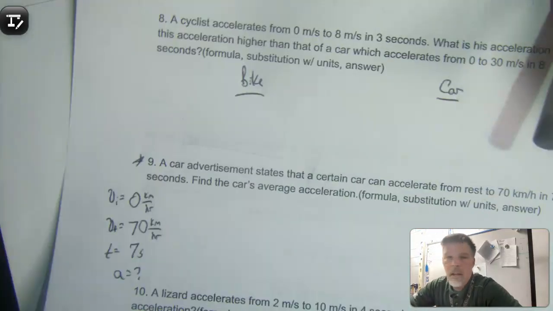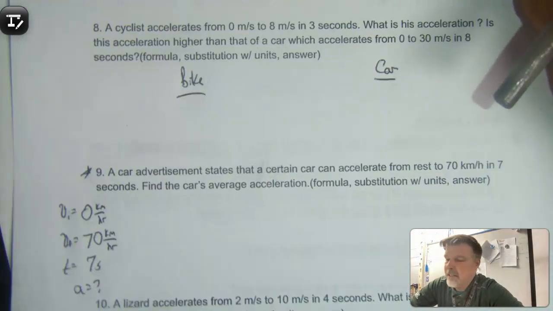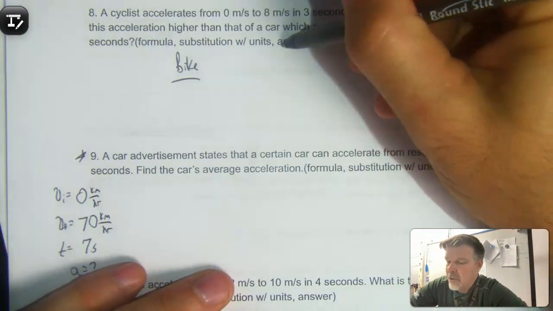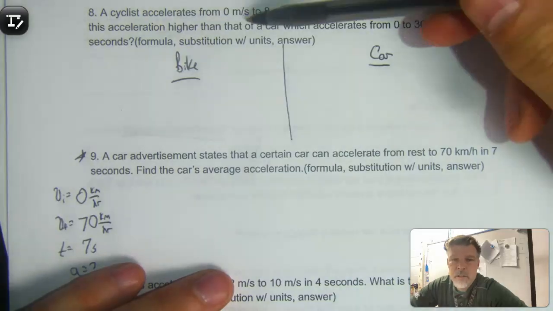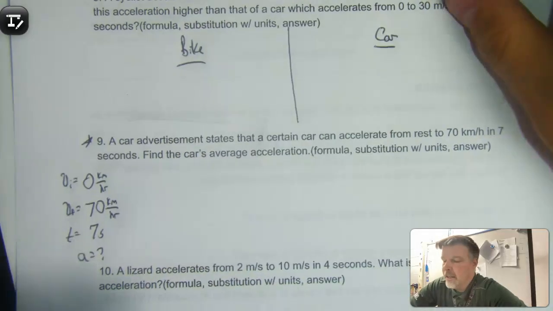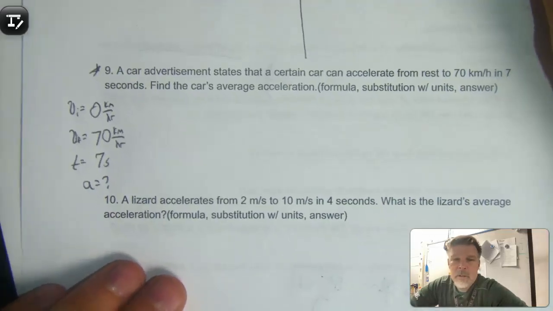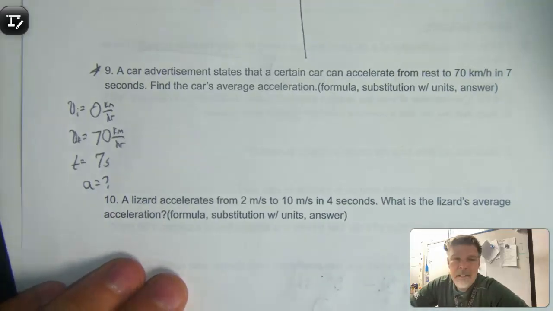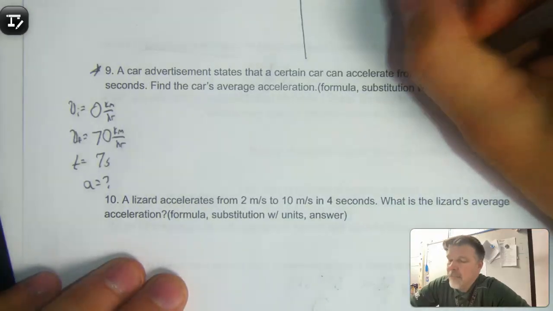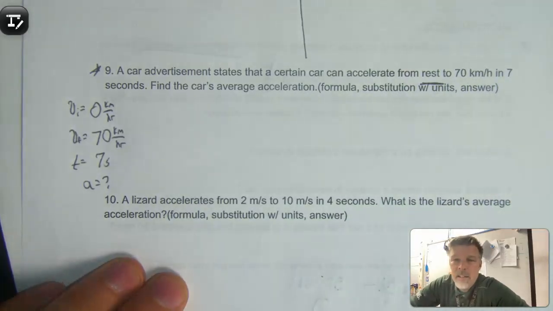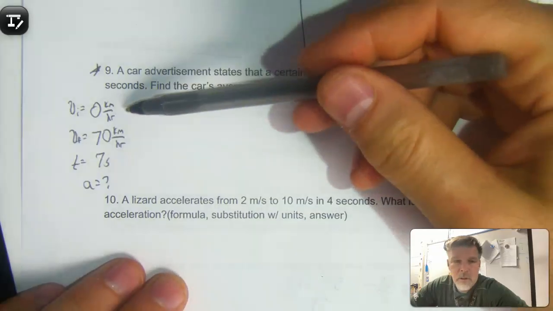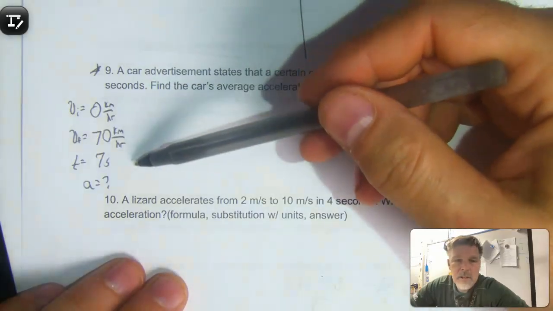Moving on. Number 8, we're not going over, but I did want to stress that this does have you answer it twice. Find the acceleration of the bike, find the acceleration of the car. Then we get to number 9. We're looking at a car, 70 kilometers per hour. It's not meters per second this time, but it doesn't matter. Starting at rest, though. Rest is 0 in any unit. So I put it as 0 kilometers per hour, and there's our information.